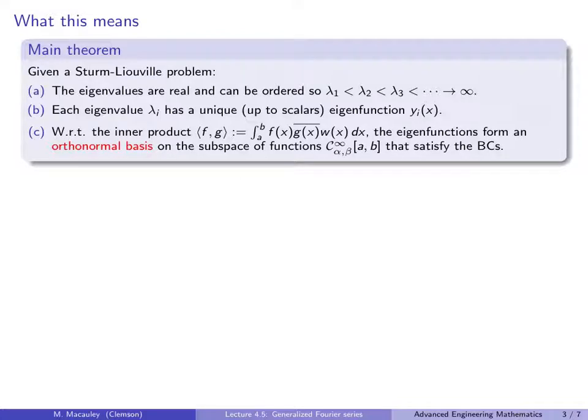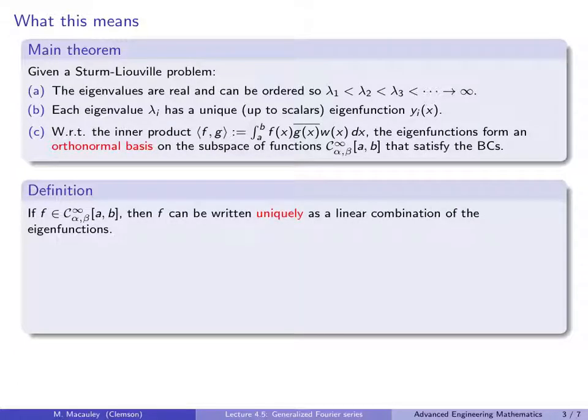Okay, so here's that main theorem. Same thing as on the previous slide, but now I want to use this to motivate a definition. If f is a smooth function on a b that satisfies the boundary conditions, then it can be written uniquely as a linear combination of the eigenfunctions. That is, f of x can be written as the infinite sum from n equals 1 to infinity of c n y n of x.